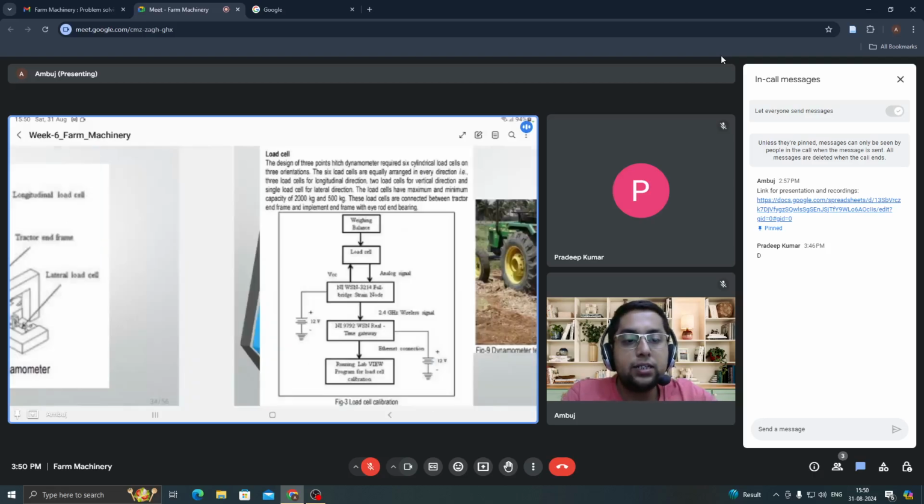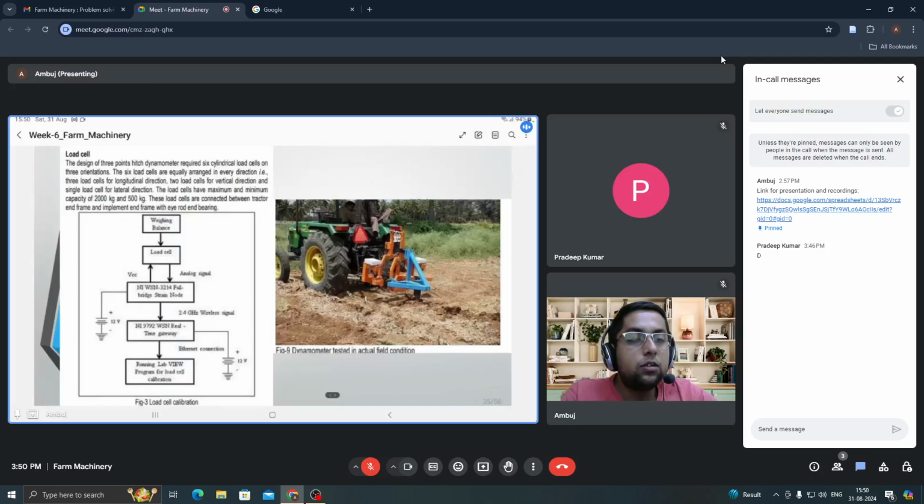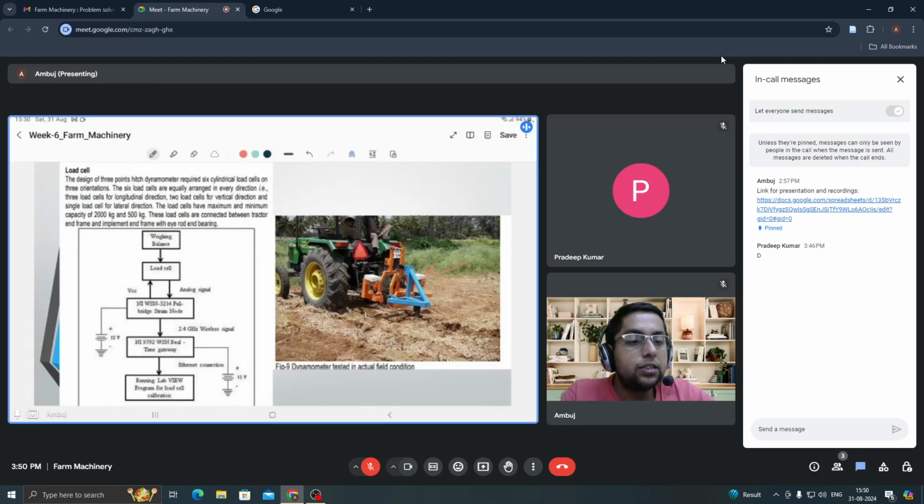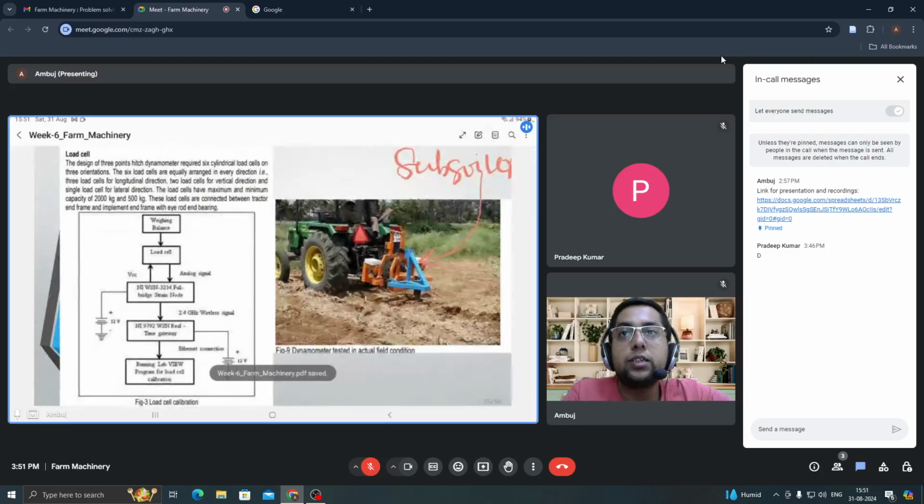I'll show how practically it is done. See here, this is the load cell configuration we have made. Then we have attached an implement here. The implement attached is a subsoiler. I'll just write it down for you. Yes, subsoiler. And aside of it is the calibration of different load cells as well as the programming, how we can measure the different forces acting on the 3-point hitch linkage. This is the thing here.